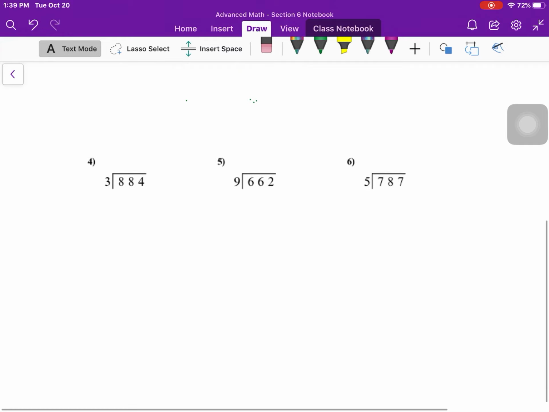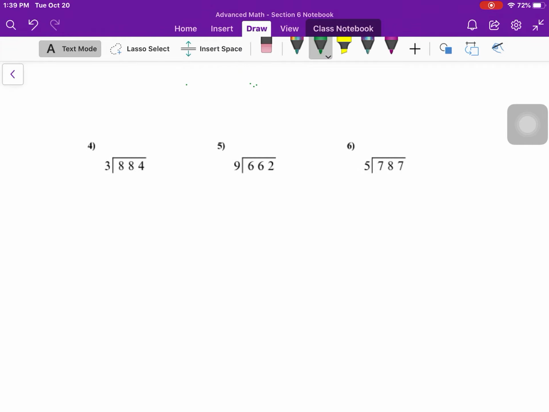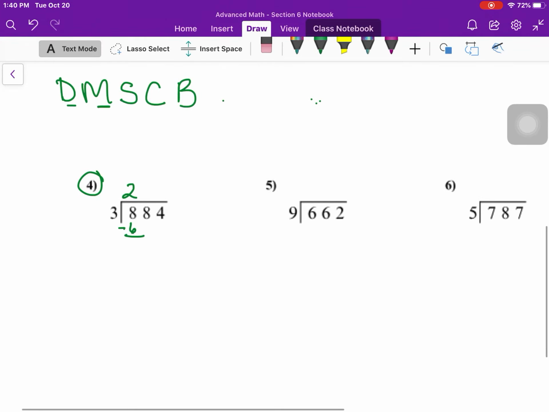Moving down to these, let's try one more together, and then we're going to let you do the others on your own. In number 4, again, does McDonald's serve cheeseburgers? This will kind of help me remember what to do when. Divide first, so 3 goes into 8. How many times? 2. Multiply 2 times 3 and get 6. And subtract. Make this a little bit bigger for you.